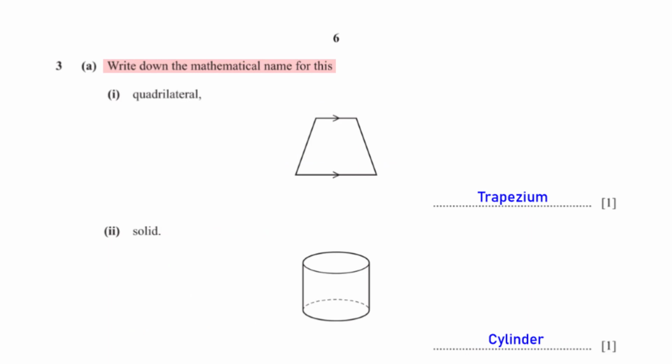Write down the mathematical name for this quadrilateral. The quadrilateral has exactly one pair of parallel sides, so it's a trapezium. Write down the mathematical name for this solid. The given solid is a cylinder.